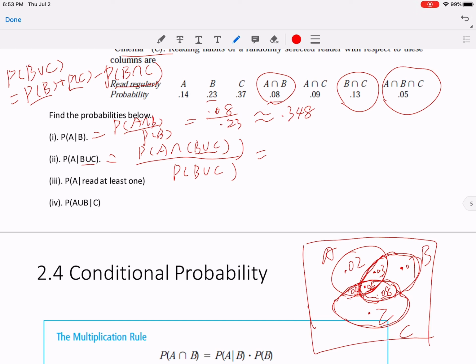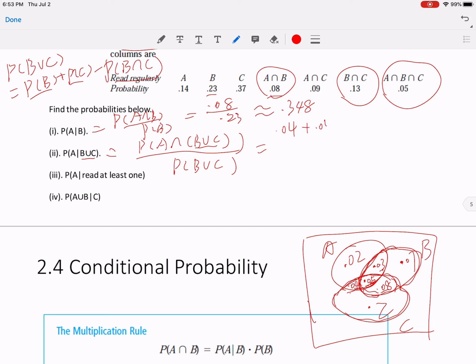So we have 0.04 plus 0.05 plus 0.03, divided by, of course, the probability of B, 0.23, plus the probability of C, 0.37, minus the probability of B intersection C, 0.13. And then this is equal to 0.12 divided by 0.47, which is approximately 0.255.